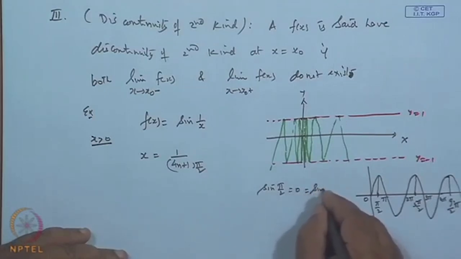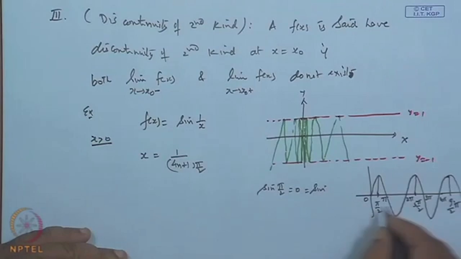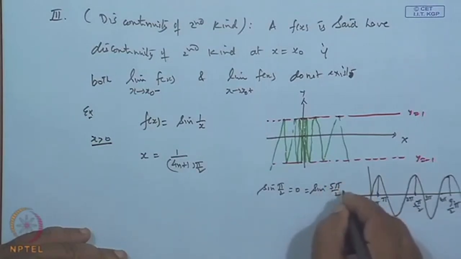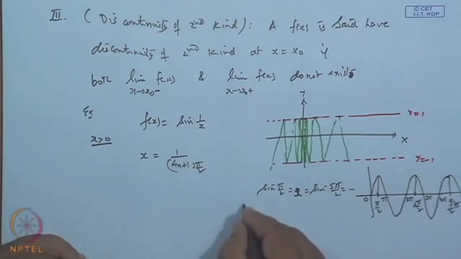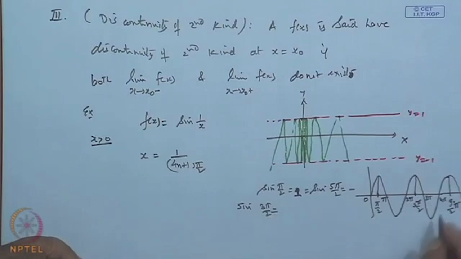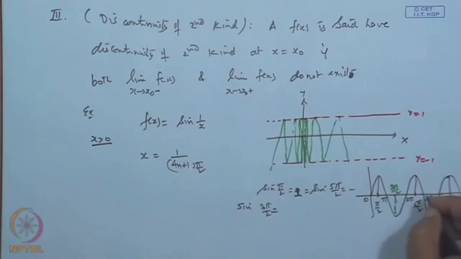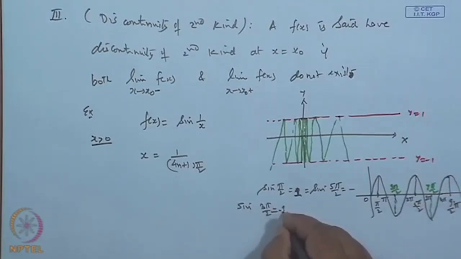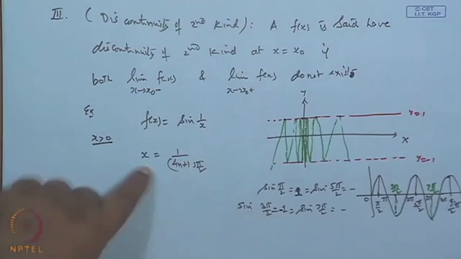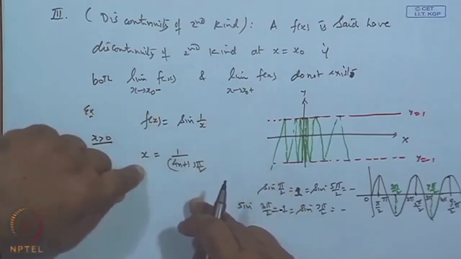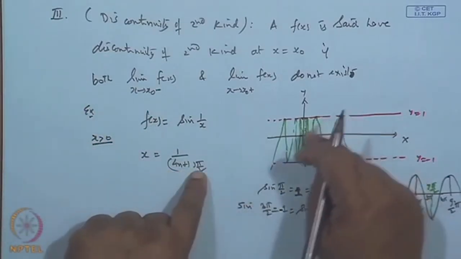So sin of pi by 2, sin of 5 pi by 2 and so on, the value is 1. And then if we look at sin of 3 pi by 2, and 7 pi by 2 and so on, the value comes to be minus 1. It means when 1 by x is this, x is very near, n is sufficiently large, and the point is very close to 0.